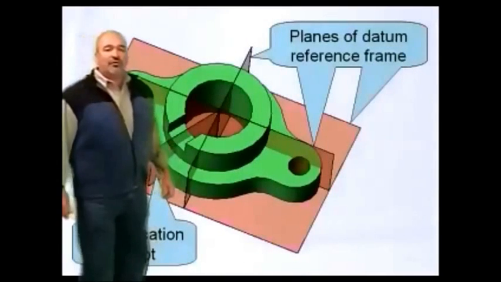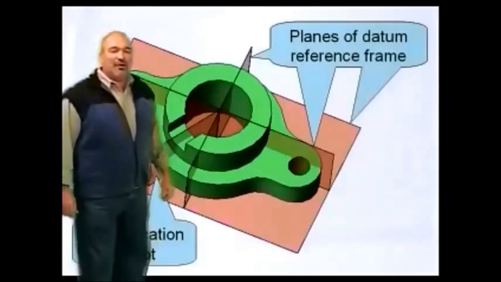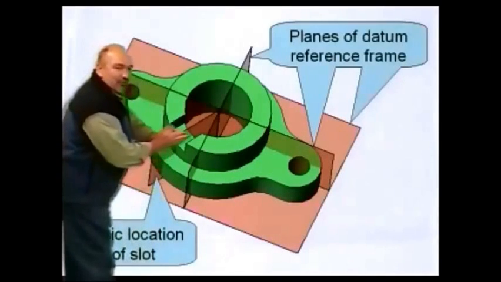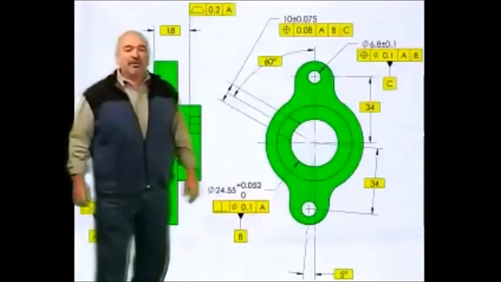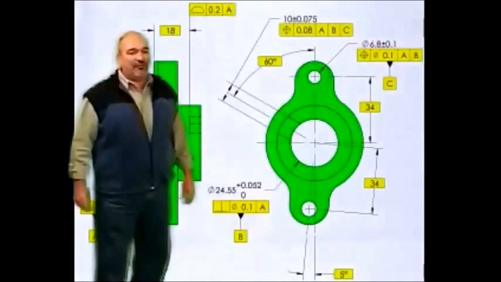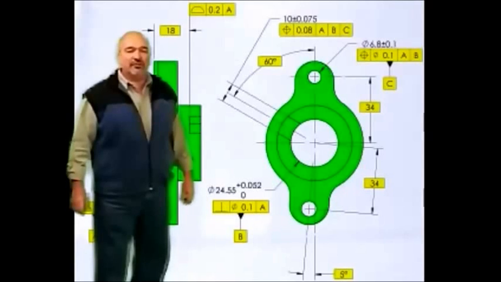Angularity would assure that the slot is at the 60-degree basic angle, but ignore that the slot center is supposed to pass through datum axis B. To keep the slot in line with datum axis, position needs to be applied to the slot's size dimension.